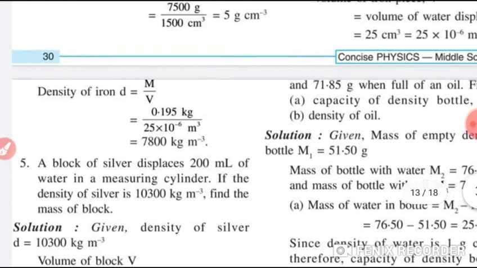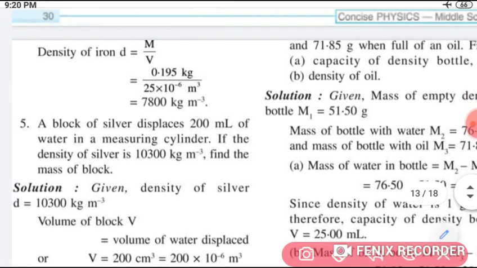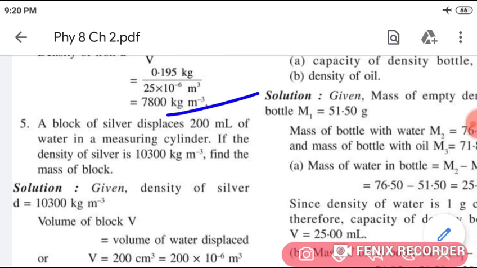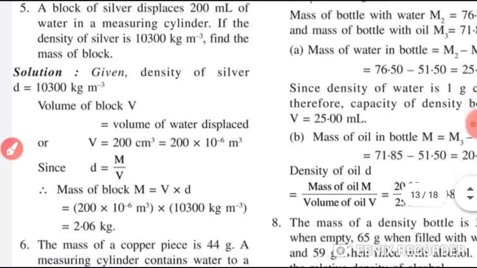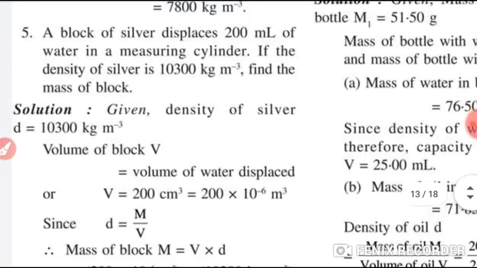Now what is the density of iron here? By the formula mass upon volume, you will get the answer. Now students, let's see question number 5. A block of silver displaces 200 milliliter of water in a measuring cylinder. If the density of silver is 10300 kilogram per cubic meter, find the mass of the block.